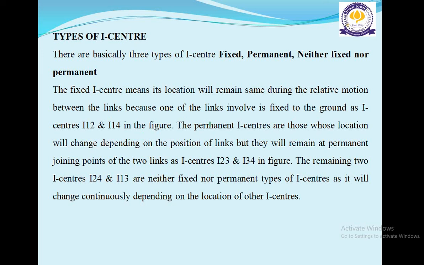The permanent I-centers are those whose location will change depending on the position of links, but they will remain at permanent joining points of the two links, as I-centers I23 and I34 in the figure as shown. The remaining two I-centers I24 and I13 are neither fixed nor permanent types of I-centers, as they will change continuously depending on the location of other I-centers.